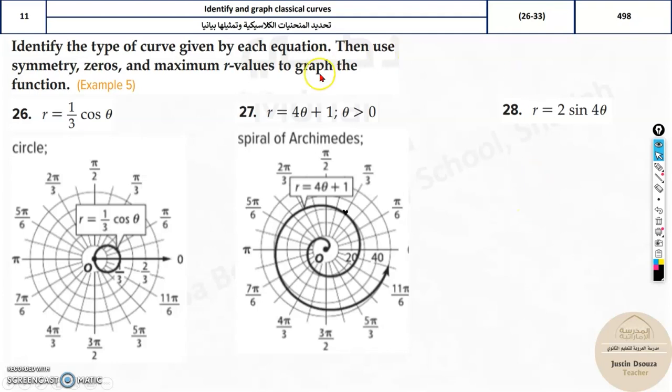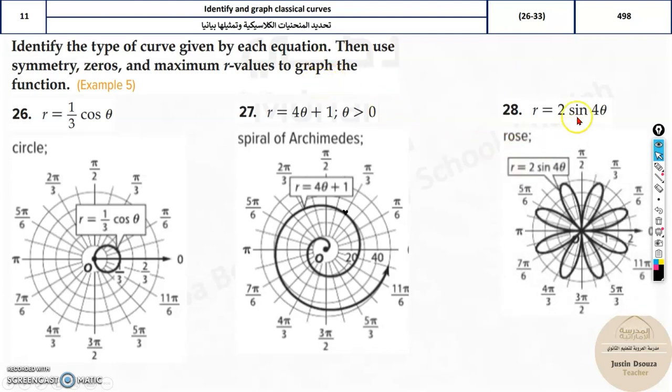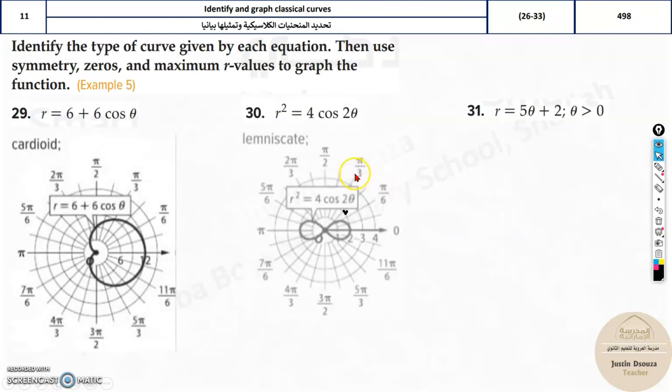Now over here, you don't need to do anything. Just eliminate the other options. That's it. Over here, we have roses. You can easily understand this is 4, which means 8 petals will be there. And now over here, this is 2. So the radius would be 2. Over here, this is the 2 value. Same way, please do try the others.